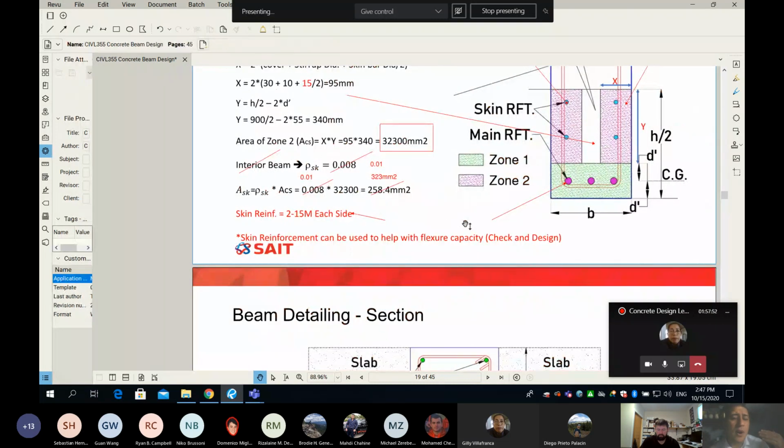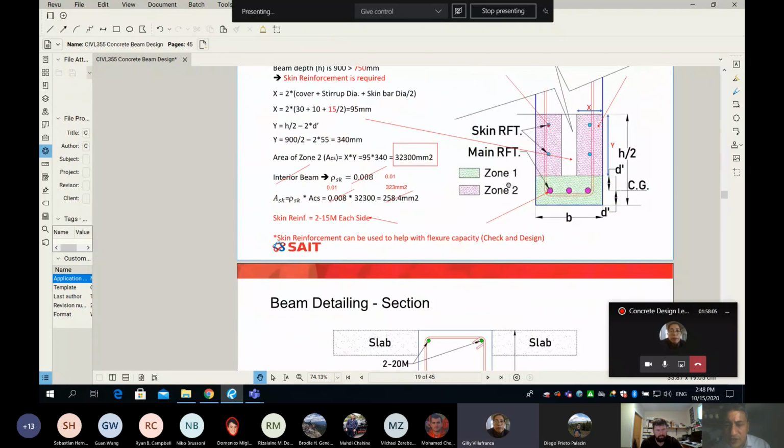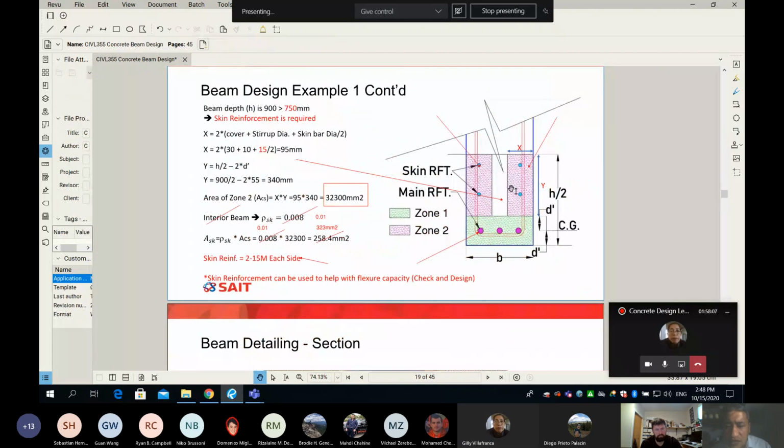I want to say something, and probably I will say it one more time next class: skin reinforcement can be used to help with the flexure capacity. You can see in this picture here, they are not really at the very bottom, so their lever arm is way less than the main reinforcement, but you can use them in resisting the bending moment.